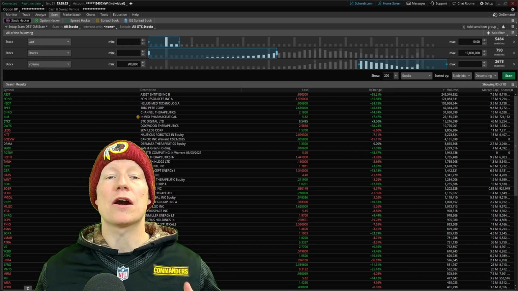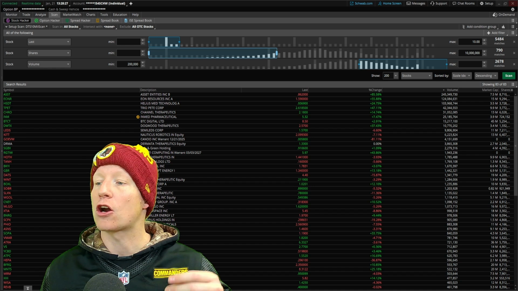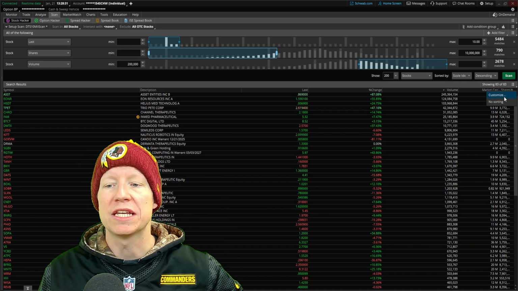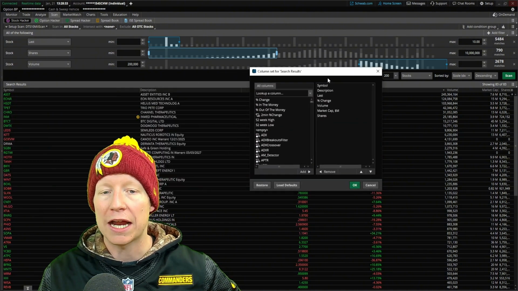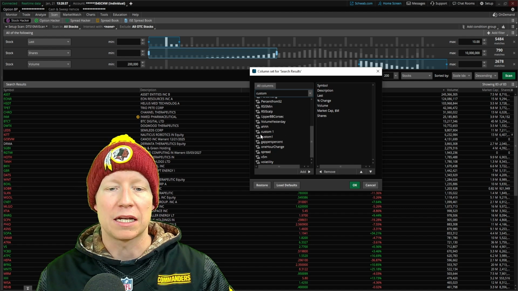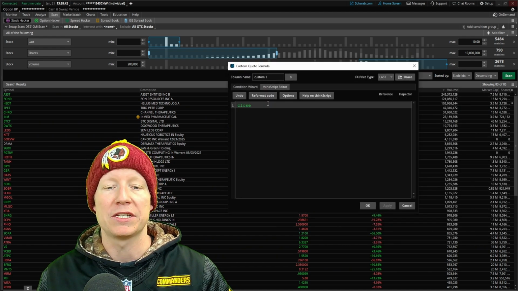So now let's talk about another way that we can sort our scanner to show us stocks that are getting moves right now. Once again, I'm going to come back into the customize on our scanner headers, and I am going to look up another custom column. I will click into my custom one here, and hop into the ThinkScript editor.